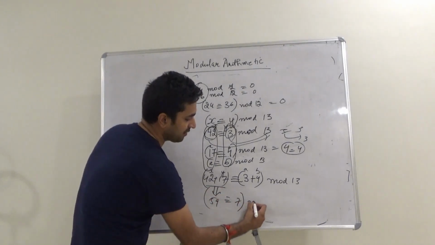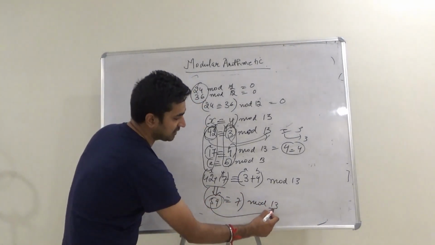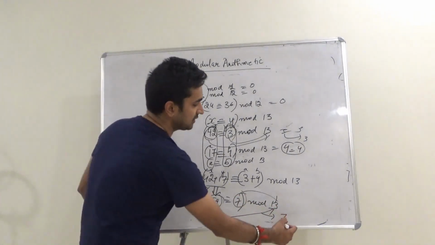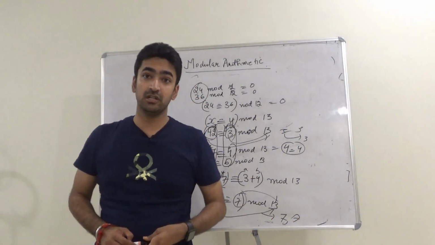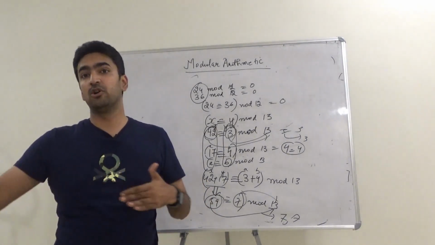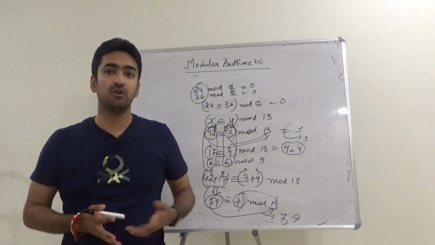And when modulus is done with 13, 59 modulus 13 gives the answer 7. 7 modulus 13 also gives the answer 7. This is the similarity. Hence, one of the parts of modular arithmetic is that you can add numbers accordingly, get the modulus of it and check the similar behavior. So that's how modular arithmetic works.